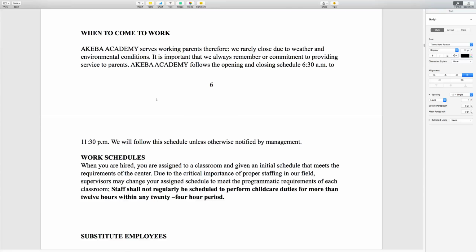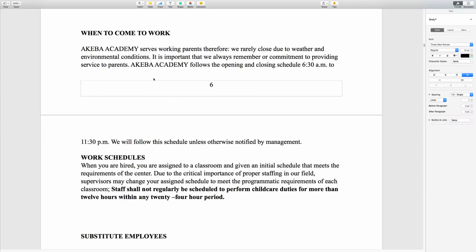When to come to work. We have to be very blunt with team members to let them know that we try to give them a schedule that works closely with program logistics and with their desires for when they can work, but that we work for working parents. Therefore, we rarely close due to weather and environmental conditions.